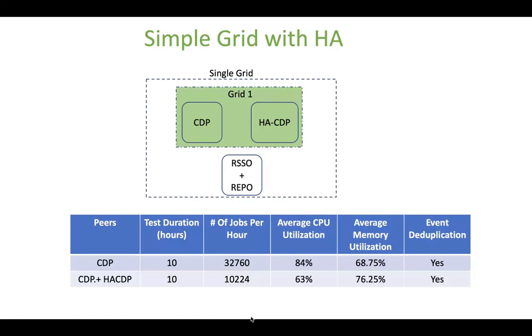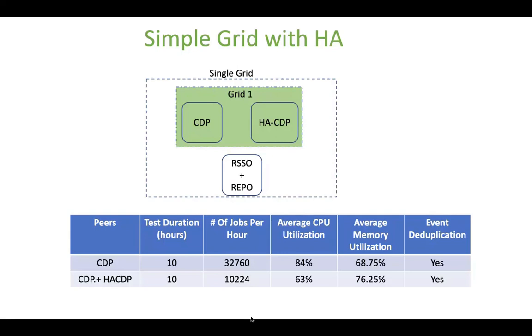So as you can see, CPU utilization is down from 84 to 63% for each of the VMs, even the memory usage is a little bit high because there's extra additional communication going on between the peers. The throughput is also considerably down. Okay, so that is the reason why you have to be cautious.